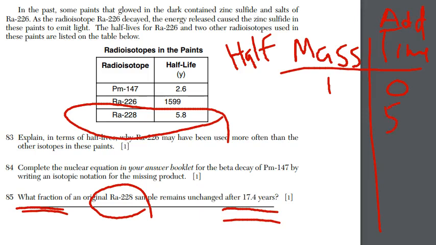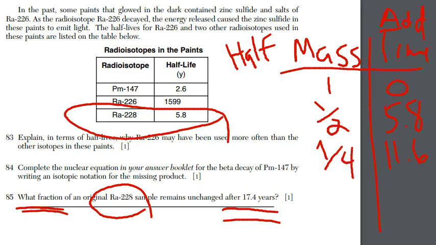5.8 years goes by, and approximately half of the original sample has transformed into a different isotope. Another 5.8 years goes by, so we're adding here. That would be 5.8 plus 5.8. We're at 11.6 years. We have half of a half, which is 1/4.